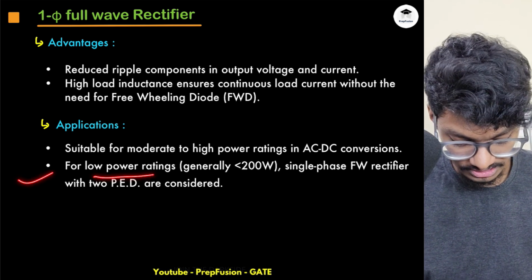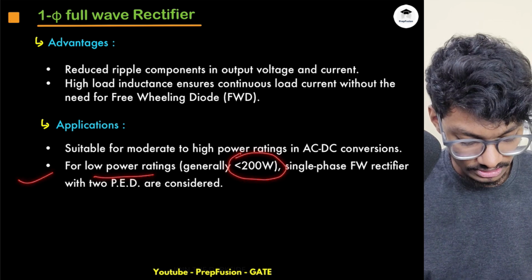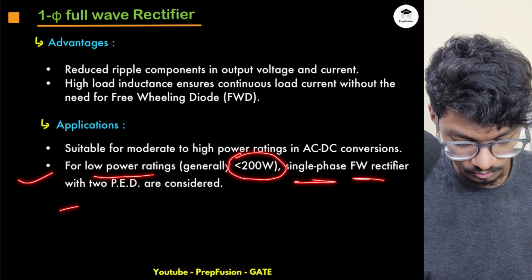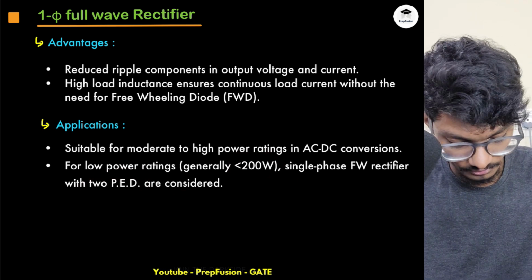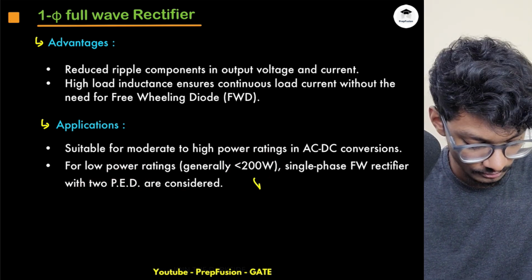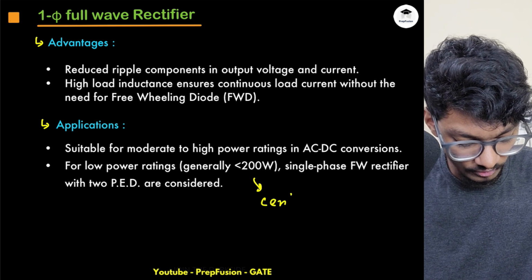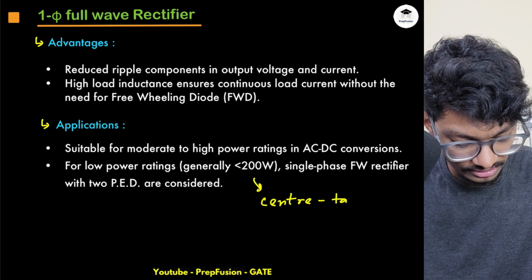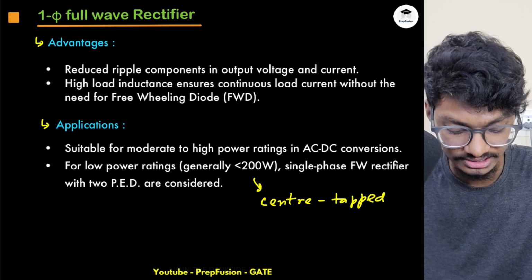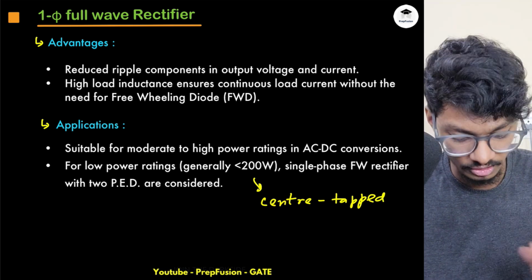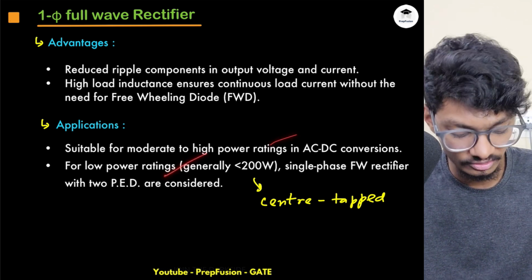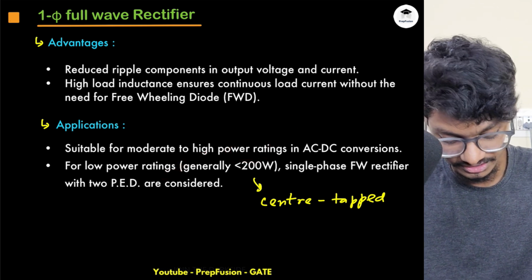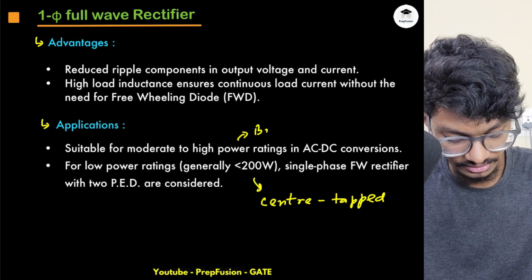For low power ratings, generally less than 200 watts, a single phase full wave rectifier with 2 power electronic devices is considered. So this is for the center tap, right? Center tap is considered if the power rating is below 200 watts, then it is a viable and economical option. If the power rating is more than 200 watts, or moderate to high power rating, then obviously we have to use the bridge configuration.